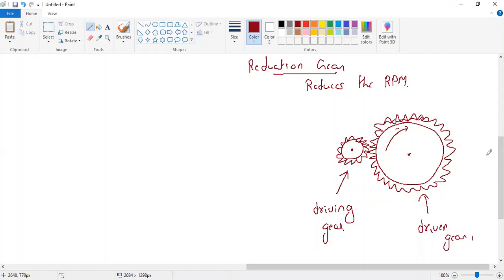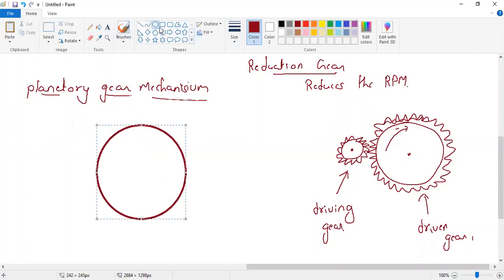But what we do in aviation, we can use a reduction gear, but we use a planetary gear mechanism. Okay, this is not a part of our syllabus. The planetary gear mechanism should have been taught to you by the person who teaches shop theory. I think Joshi sir must have taught. So let us just, for our understanding purpose, draw the planetary gear and understand. Again I'm telling you, this is only for our understanding purpose.